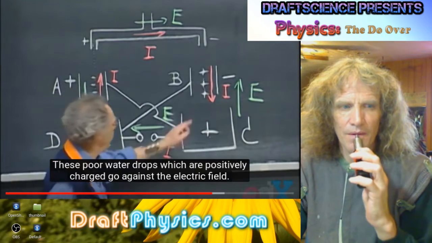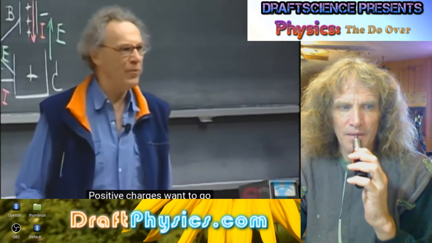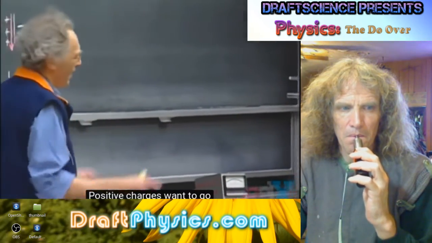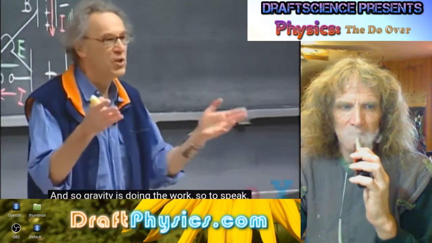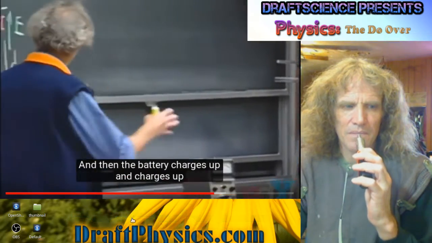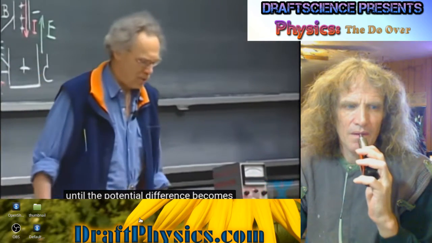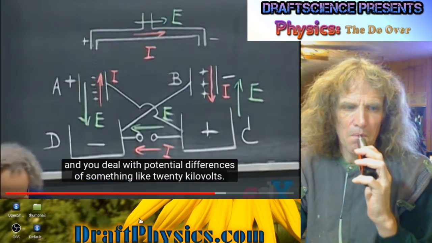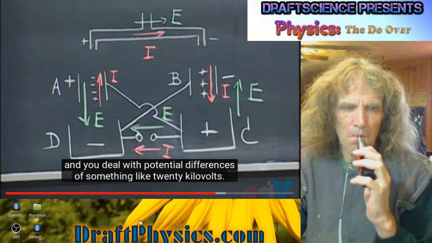These poor water drops which are positively charged go against the electric field. They don't want that. Positive charges want to go with the electric field. Gravity says, sorry, it's too bad, I force you down. And so gravity is doing the work, so to speak, against the will of the charges. And then the battery charges up and charges up until the potential difference becomes so high that you see a spark, and you deal with potential differences of something like 20 kilovolts.